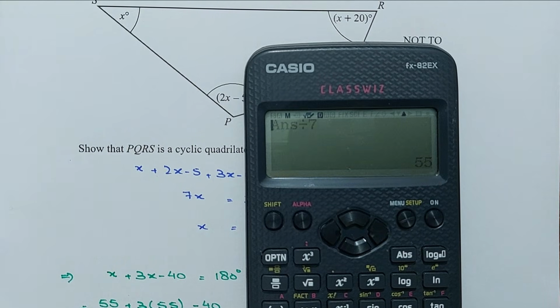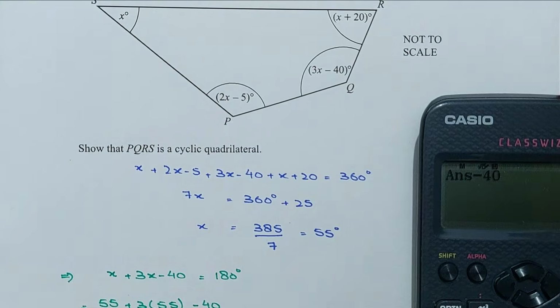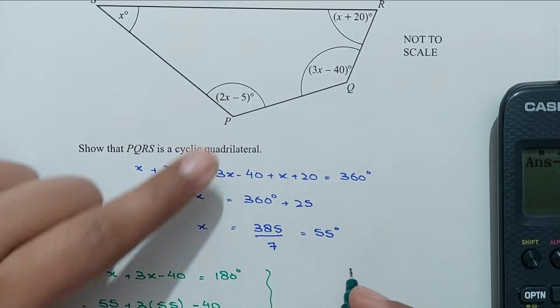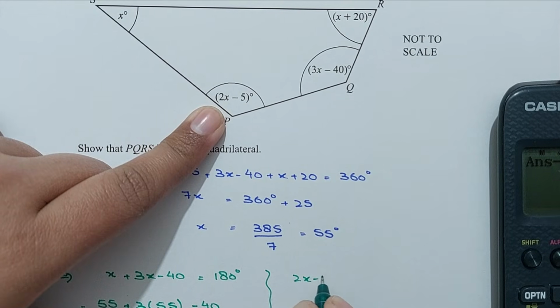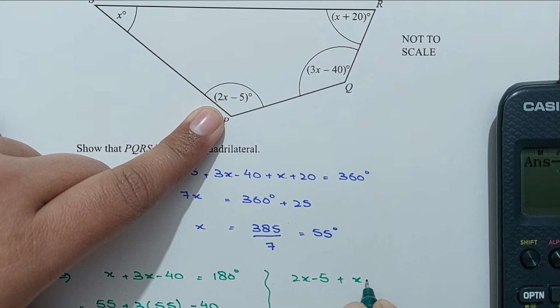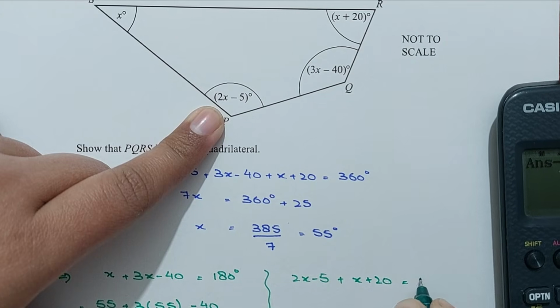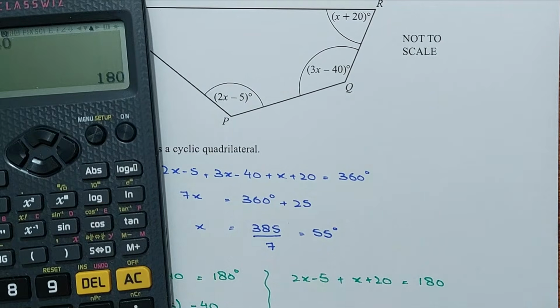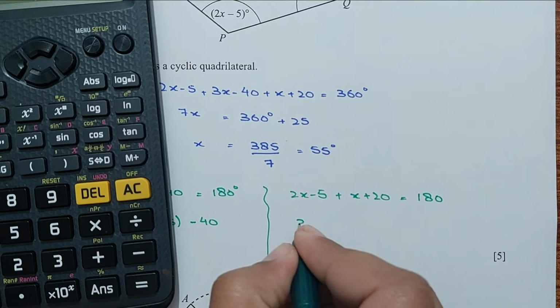Okay, so 3 times 55 plus 55 minus 40, this is 180. It is proved, right? Let me check for the other two angles, which is R and B. Opposite angles are 2x minus 5 and the sum of x plus 20. This should be equal to 180. Let me simplify. 2x plus x, this should be equal to 3x.